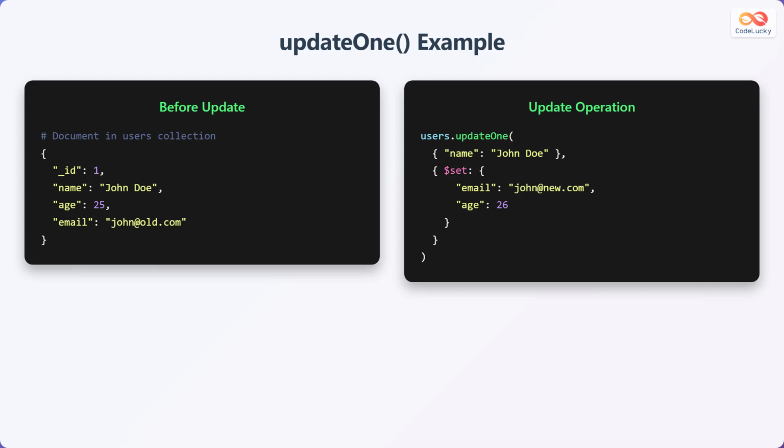Before the update, let's say we have a document in our users collection with the following information. The ID is 1, name is John Doe, age is 25, and email is john@old.com. To update this document, we use the updateOne method with the following syntax. Users.updateOne parenthesis curly braces, name, John Doe closing curly brace, comma, curly braces, $set, curly braces, email, john@new.com, comma, age, 26 closing curly braces, closing curly brace, closing parenthesis. This operation will update the email to john@new.com and age to 26 for the first user named John Doe.